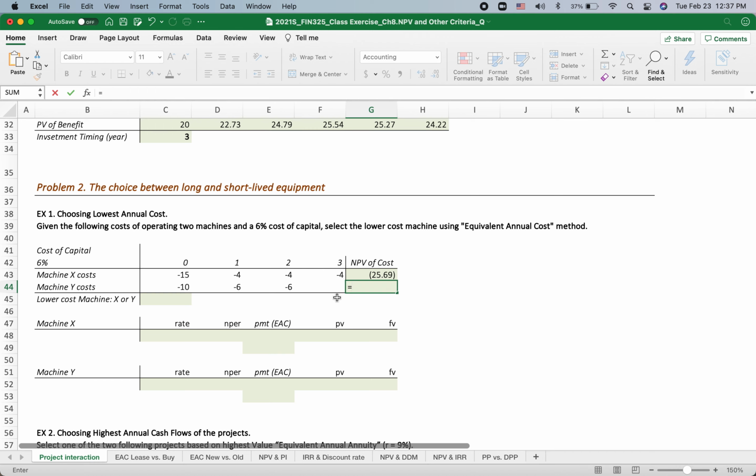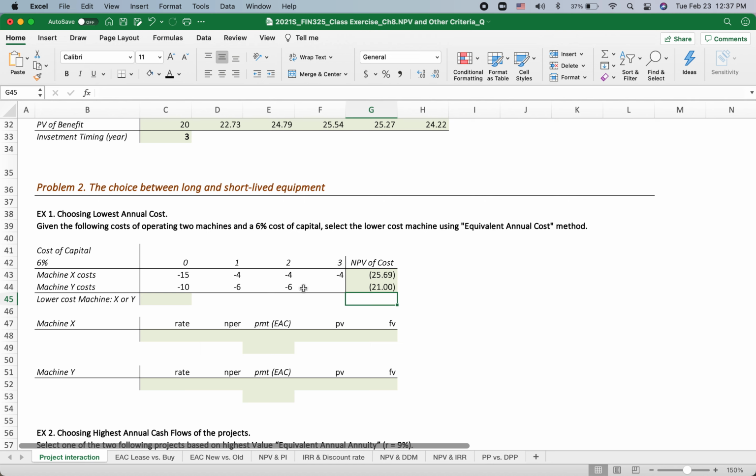And machine Y, how to calculate? It has a different project life. Also 6%, comma, from year 1 and 2, and this money is not going to be added into the NPV calculation again, otherwise it considers year 1. So the NPV cost is $21, so that we would definitely choose the lowest cost, Y.